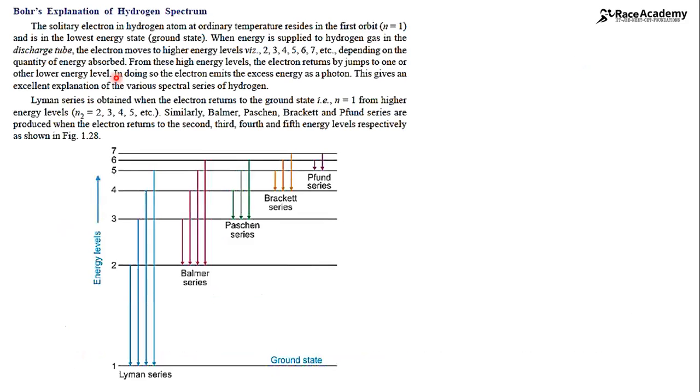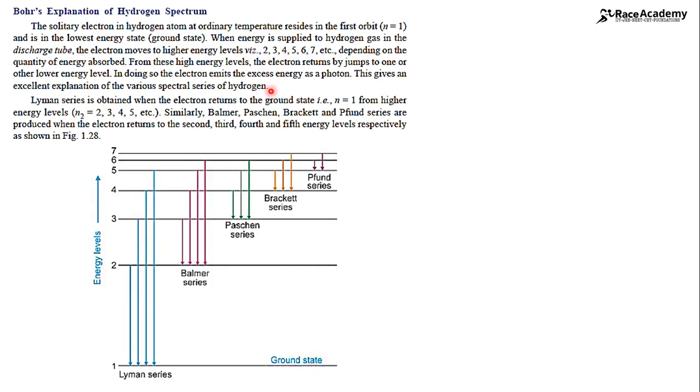Now let us see Bohr's explanation for the hydrogen spectrum. How is the hydrogen spectrum explained by Bohr's theory? The solitary electron of a hydrogen atom at ordinary temperature resides in the first orbit, n value 1, which is the lowest state, the ground state. When energy is applied to hydrogen gas in a discharge tube, what will happen? The electron moves to higher energy levels from the ground state to 2, 3, 4, 5, 6 and so on, depending on the quantity of energy absorbed. From these higher energy levels, the electron again comes back by radiating that energy in the form of electromagnetic radiation. So this gives an excellent explanation of the various spectral lines of hydrogen.